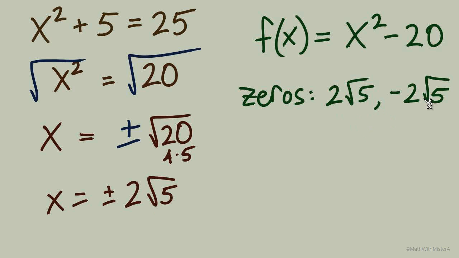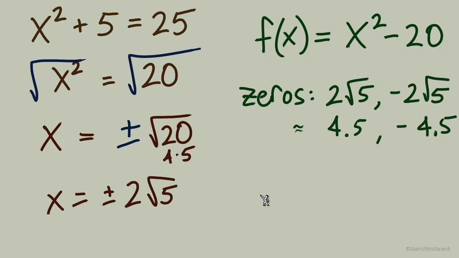So let's get some decimal approximations just so that we can confirm that we have these zeros, or at least we can show that we're approximately close on our graph, that 2 radical 5 and negative 2 radical 5 are approximately 4.5 and negative 4.5. That's where we'll see our x-intercepts when we look at the graph.